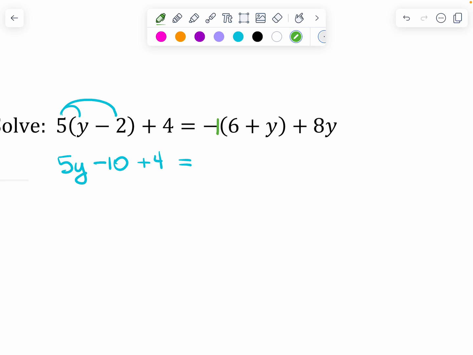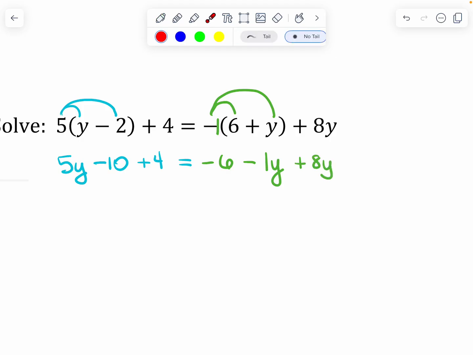So what we're really multiplying is negative 1 times 6, which is negative 6, and negative 1 times y, which if you want to write negative 1y or just negative y, either way is fine. I'm going to put the 1 there just because I like to. I don't do that every time, but today just feels right. And then I'm going to bring down that plus 8y. So negative 1 times 6 is negative 6. Negative 1 times y is negative 1y. Bring down the plus 8y.